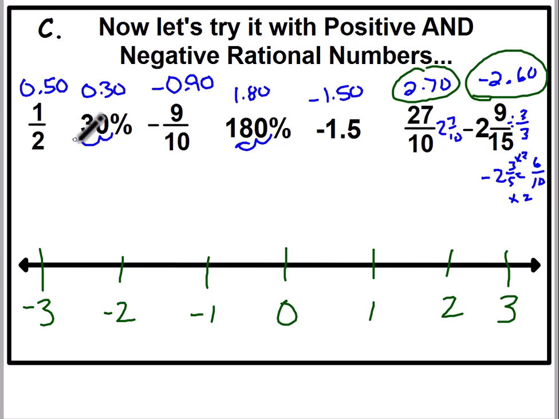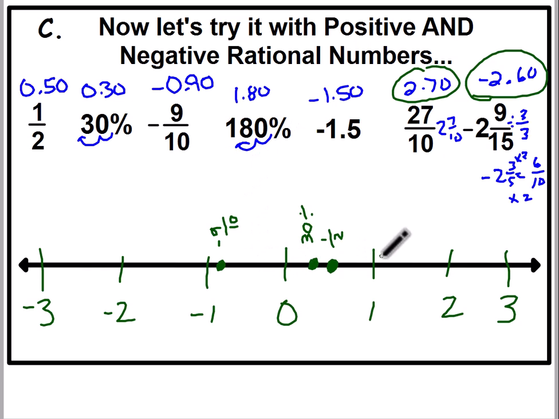50 cents. Well, it's a positive, so that's halfway between 0 and 1. So I'm going to label it 1/2. 30 cents. Well, that's going to be between 0 and 50 cents. So it's going to be about right here. It doesn't have to be exact. So this will be 30%. Negative 90 cents. Well, that's between 0 and negative 1, and it's closer to the negative 1. So I'll put it right there. Negative 9/10.